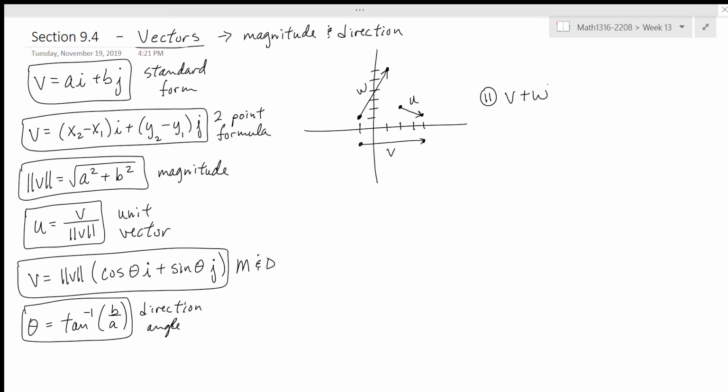And the way we're going to find V plus W, we're going to use something called the tip to tail method. Whichever one sounds good to you. Tip to tail method, okay? V plus W. So do y'all see what vector V does? How many units does it go to the right? 1, 2, 3, 4, 5.